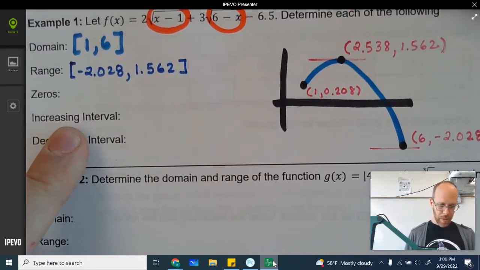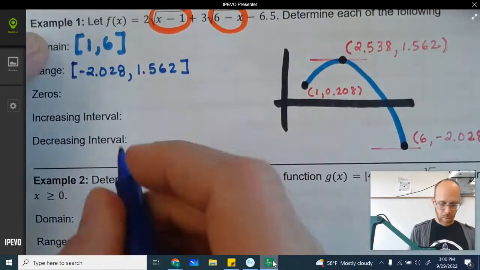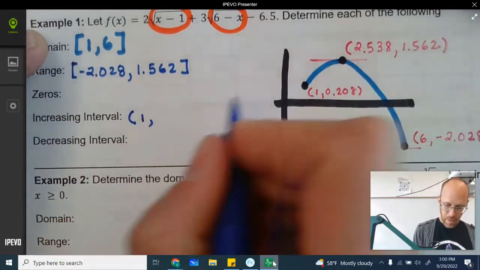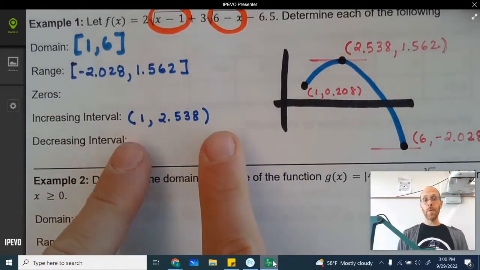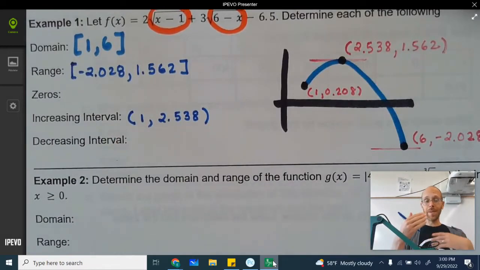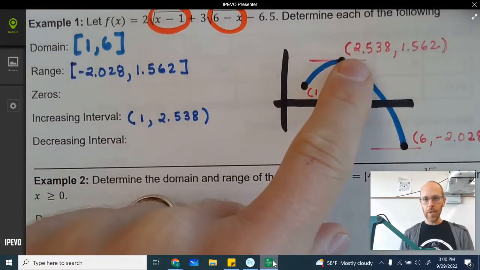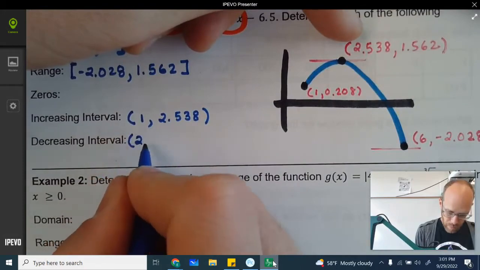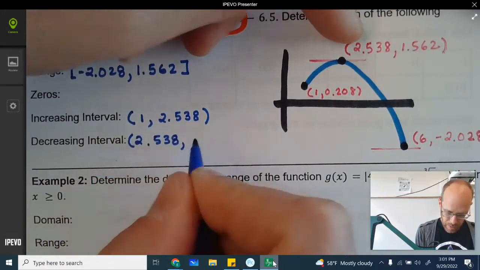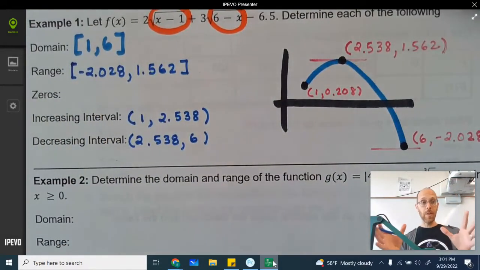And let's go to increasing interval. So the increasing interval is going to be from here to here. So we would say that is from 1 to 2.538. Generally, I use soft parentheses when we're talking about increasing and decreasing, but it doesn't make a big difference. The decreasing interval is over here, so that would be from where x is 2.538 until 6. Again, anytime I ask you about increasing or decreasing, that means you need to state the x values.